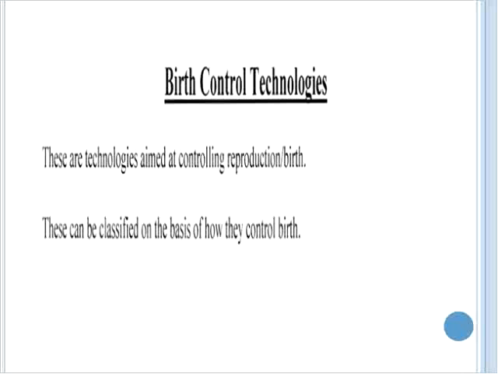Technologies are also used to not only enhance the ability to conceive, but also to prevent it. These technologies are aimed at controlling reproduction and birth, and they can be classified on the basis of how exactly they do that.